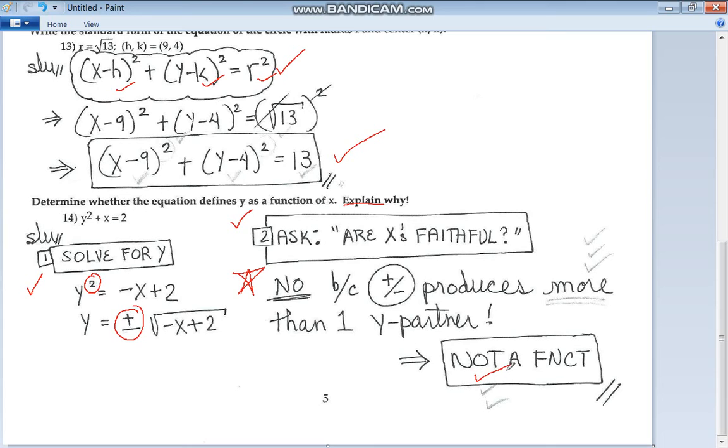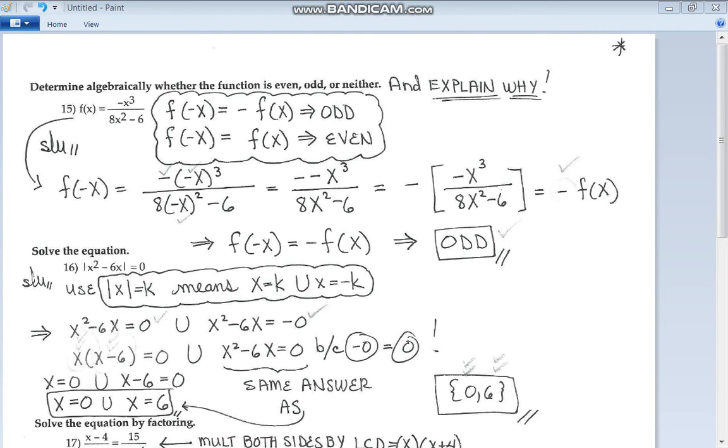So I carefully answer it and I carefully explain why. Let's move on. We just finished question number 14. We will continue on this video with question number 15. Determine algebraically whether the function is even, odd, or neither, and explain why.